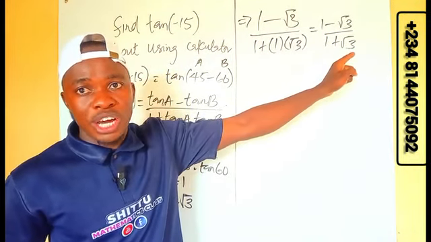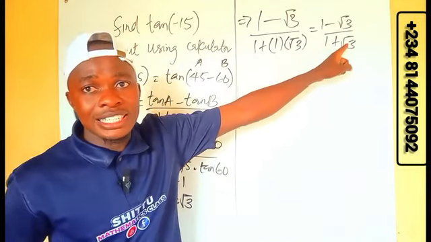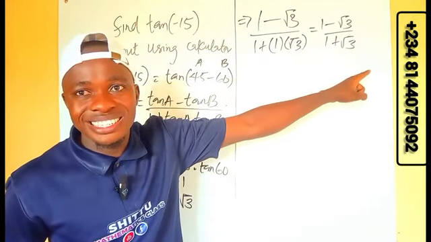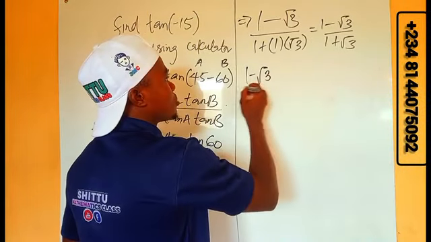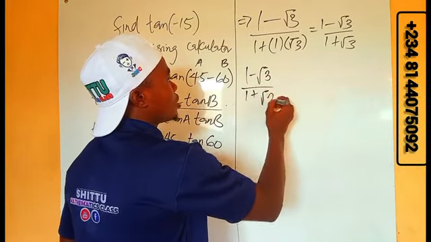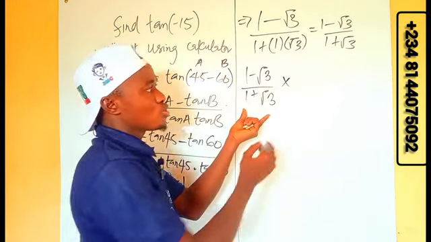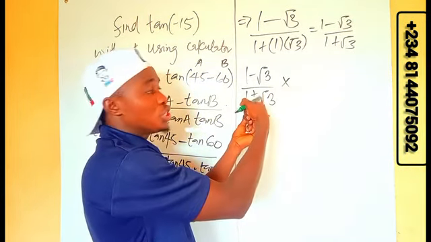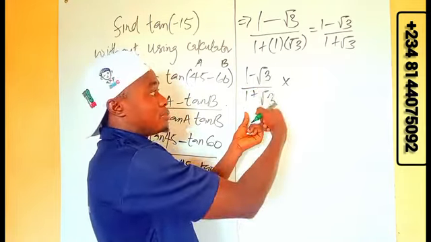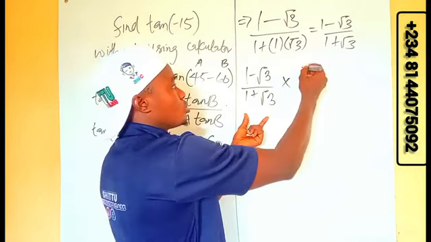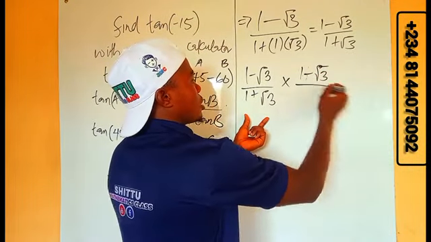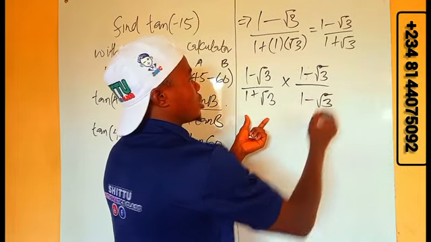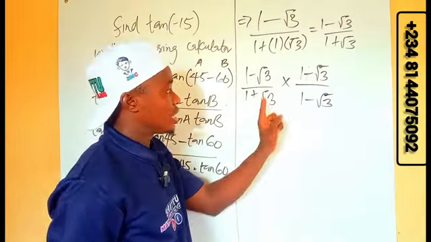So now what we're going to do from here is rationalize this denominator, okay? So now we have 1 minus root 3 over 1 plus root 3. Rationalizing this means we're going to multiply by the conjugate of this denominator, both numerator and denominator. So this is going to be 1 minus root 3 over 1 minus root 3. So now from there, this will multiply this, right? And this will multiply this.